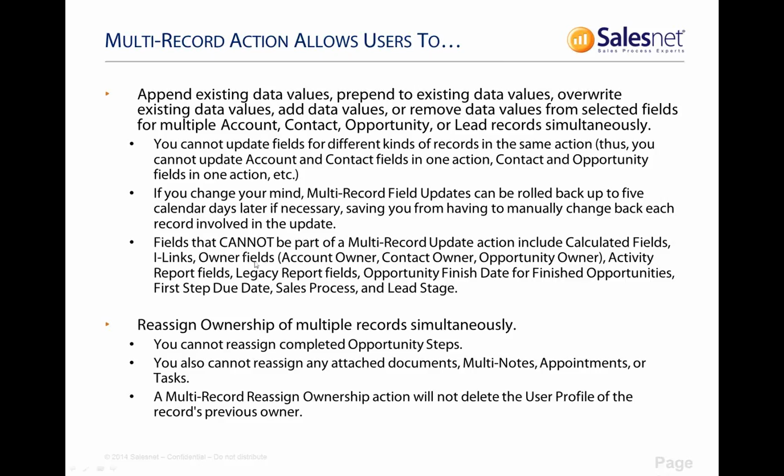iLinks. Okay, we don't update owner fields through multi-record update. That's done for ownership. And we can't update things like tasks and appointments, multi-notes. Can't change the process of an opportunity, etc. Okay. Reassign ownership. We can reassign ownership for any of our major records, account, contact, opportunity, leads, but not for steps. And we don't reassign ownership for appointments, tasks, and attached documents.